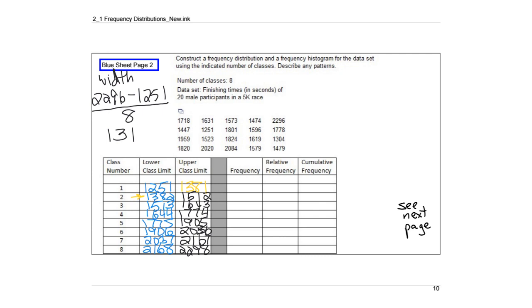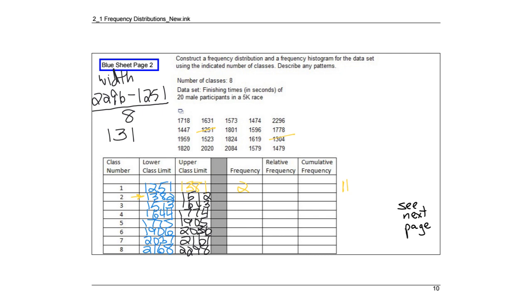I'm going to work down the rows. I've got 17, 14, 19, 18. That won't work. There's one: 1251. That's one. 15, 20, 15. Oh, 1304. Okay, so I have two. I have two data points that fit between 1,251 and 1,381. They can include those endpoints, but they have to either be on the endpoints or be in between.